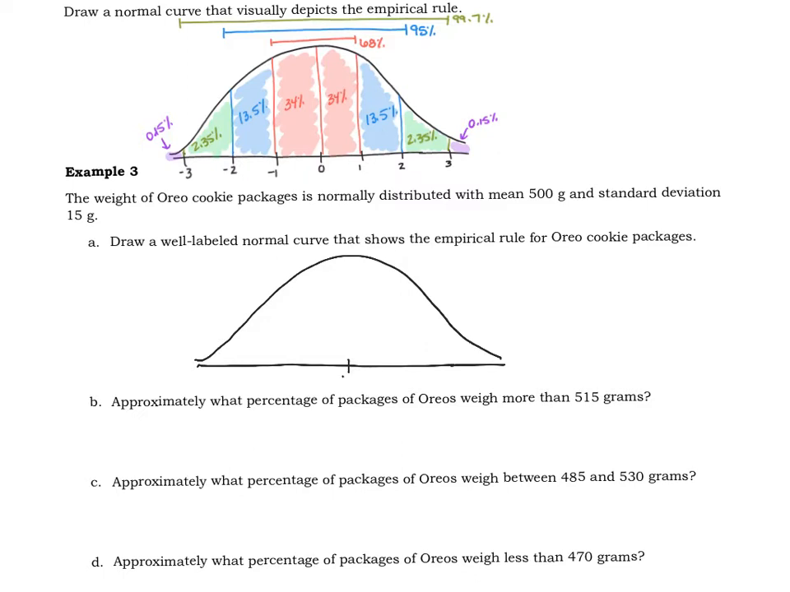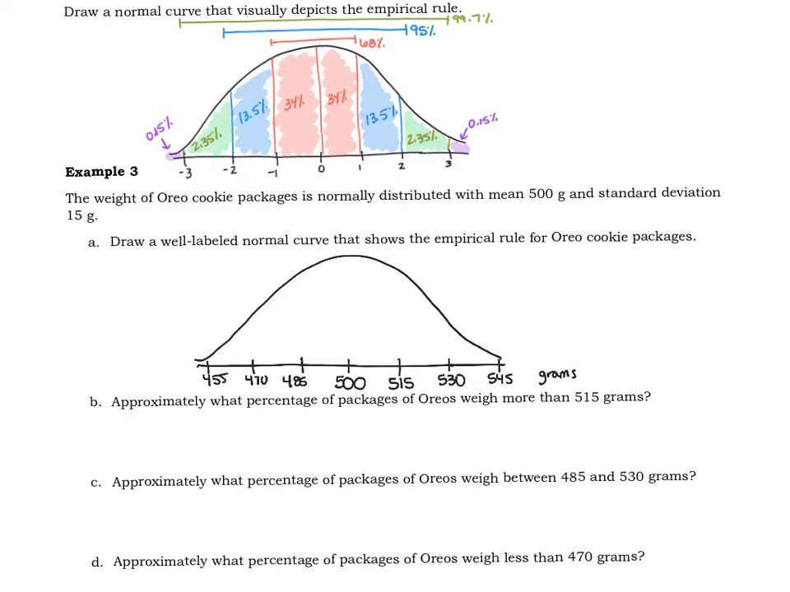So the mean is 500, that's what goes in the center. The standard deviation is 15 grams, so moving to the right, 515, 530, 545, and again, these are representing grams. And then going to the left, subtracting: 485, 470, 455 grams of Oreos in a package.